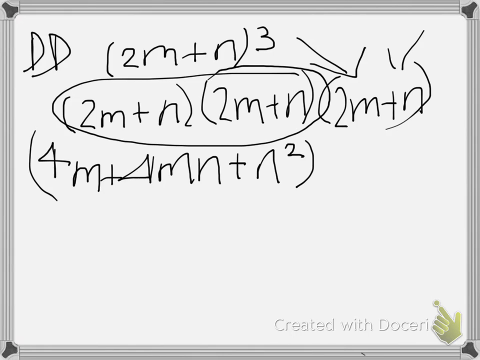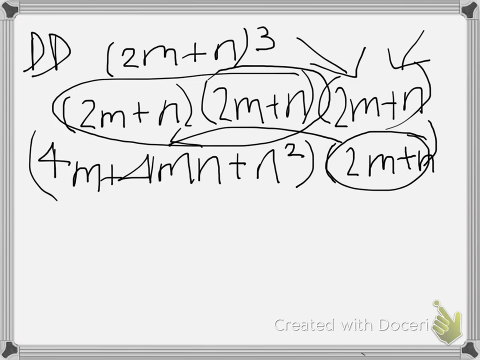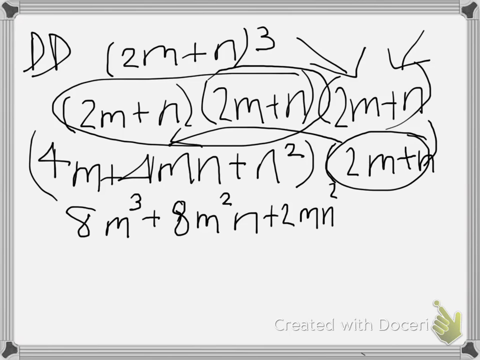And then we're going to multiply it by this one right here, 2m plus n, and we're going to distribute these two terms to this trinomial, and we're going to get 8m cubed plus 8m squared n plus 2mn squared plus 4m squared n plus 4mn squared plus n cubed.